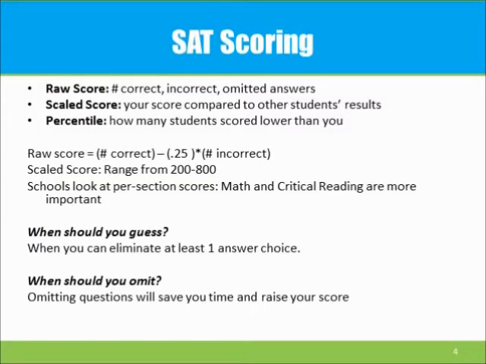SAT scoring is very important for you to understand. Your score is first calculated in a raw score by counting the number of correct minus 1/4 point times the number of incorrect. That means you are penalized for answering incorrectly, so be careful. Sometimes it's better for you to omit rather than guess. After the raw score is calculated, it is scaled against all of the students' results and converted into the 200 to 800 point scale that you're used to seeing. This is called equating. That adjusts for differences between test editions and ensures that a 450 on one test is the same as the 450 on another test. Then the score is made into a percentile between 1 and 99, which tells you which percentage of students scored lower than you.